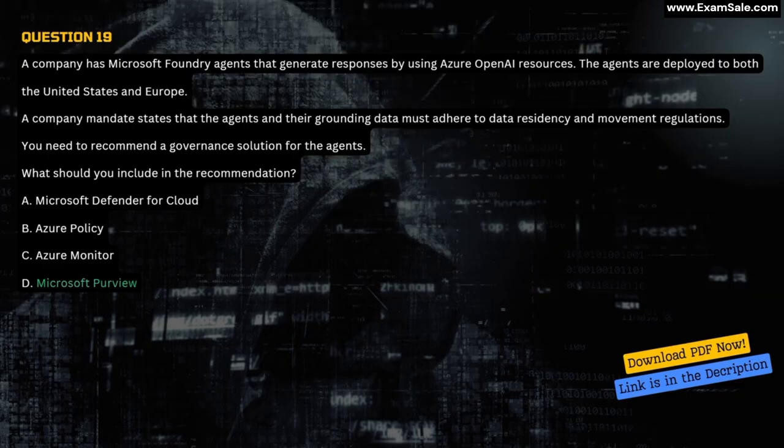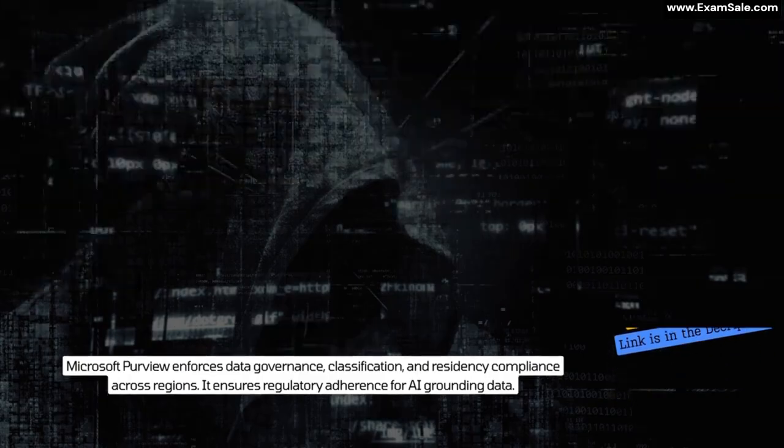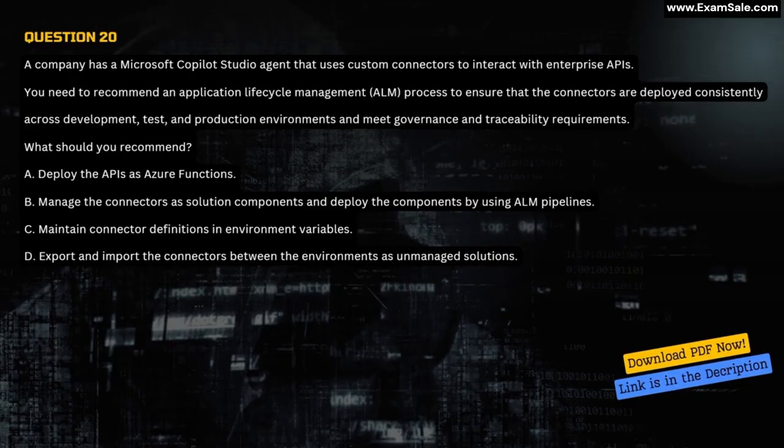Microsoft Purview. Explanation: Microsoft Purview enforces data governance, classification, and residency compliance across regions. It ensures regulatory adherence for AI grounding data. Question 20. A company has a Microsoft Copilot Studio agent that uses custom connectors to interact with enterprise APIs. You need to recommend an application lifecycle management (ALM) process to ensure that the connectors are deployed consistently across development, test, and production environments and meet governance and traceability requirements.